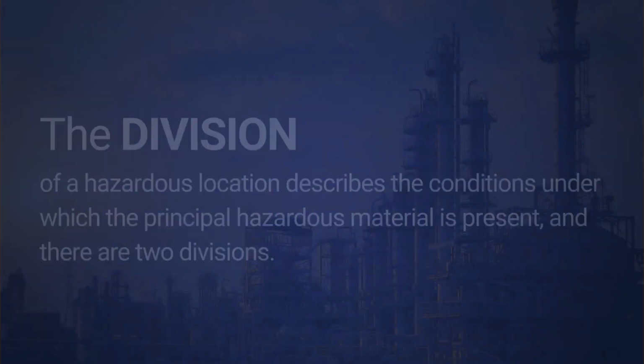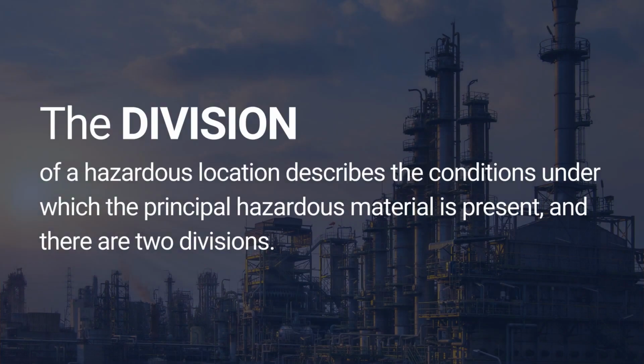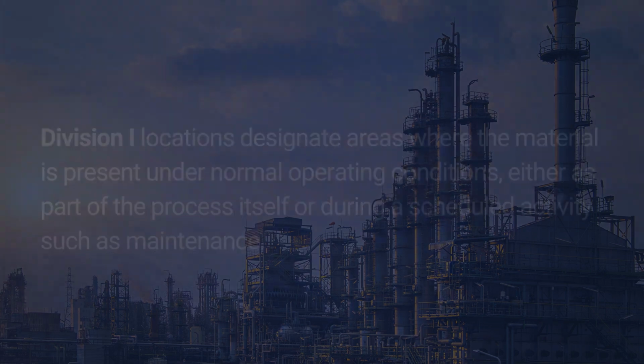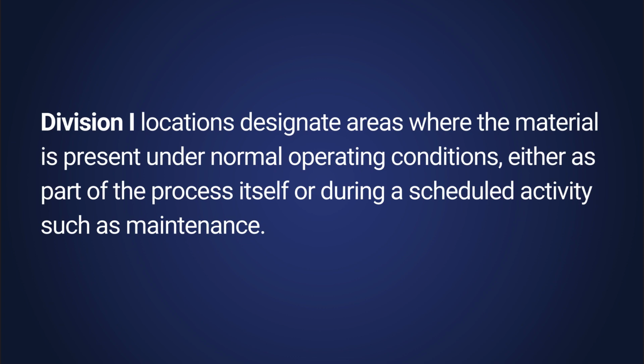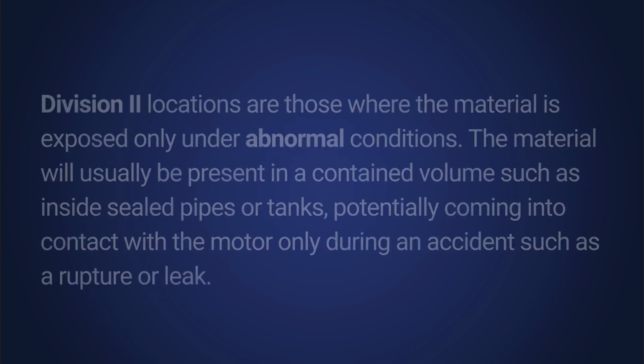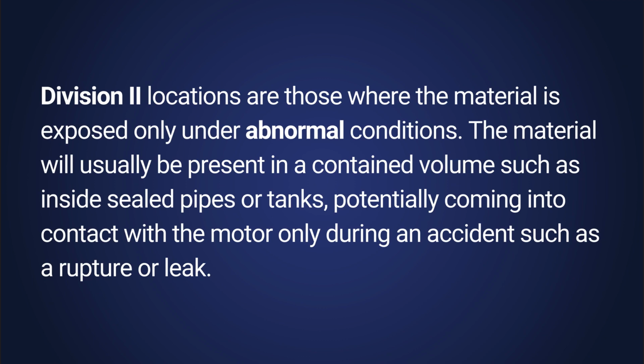2. Division. The division of a hazardous location describes the conditions under which the principal hazardous material is present, and there are 2 of those. Division 1 locations designate areas where the material is present under normal operating conditions, either as part of the process itself or during a scheduled activity such as maintenance. Division 2 locations are those where the material is exposed only under abnormal conditions. The material will usually be present in a contained volume, such as inside sealed pipes or tanks, potentially coming into contact with the motor only during an accident, such as a rupture or a leak.